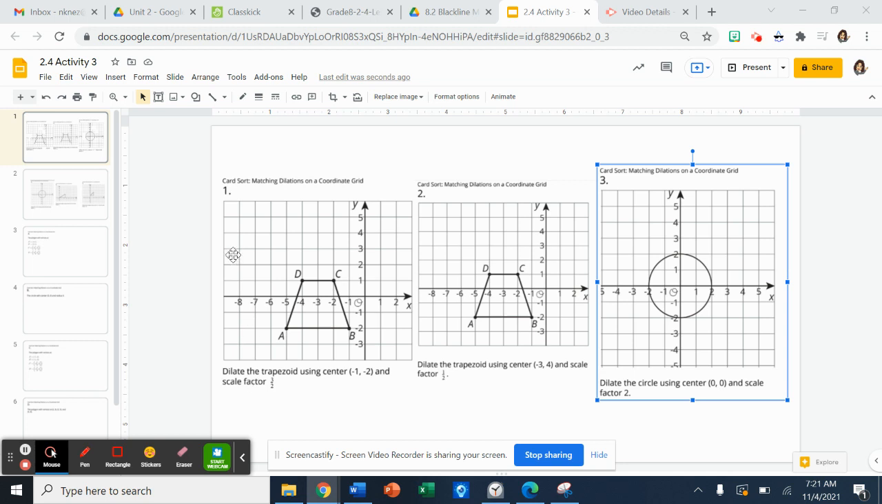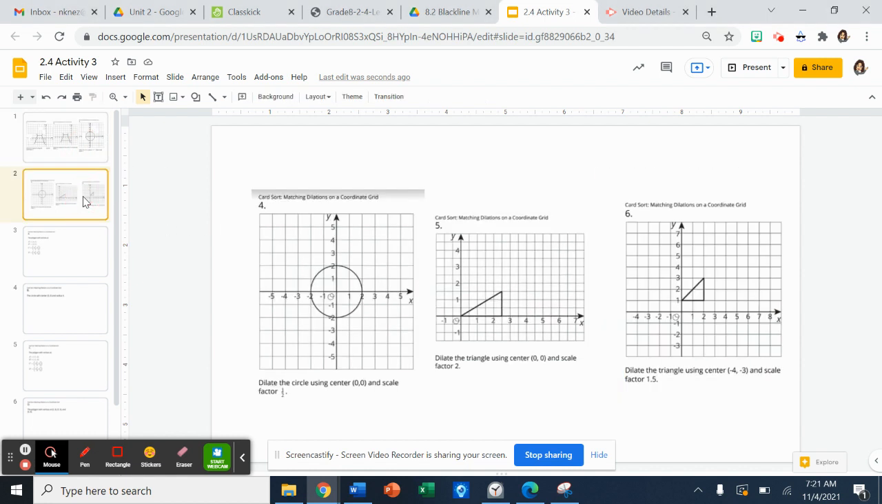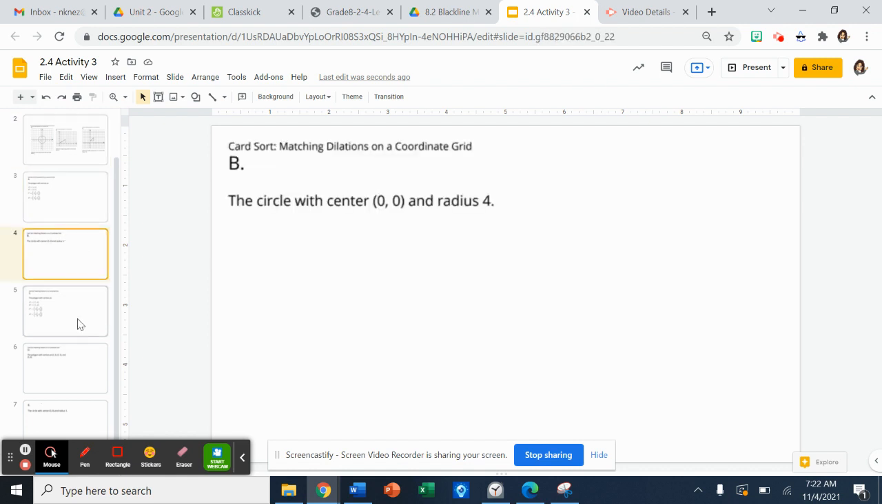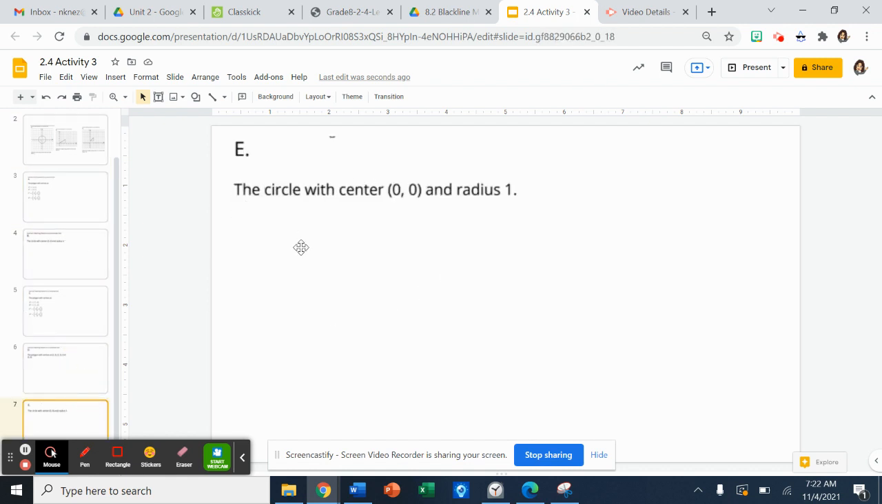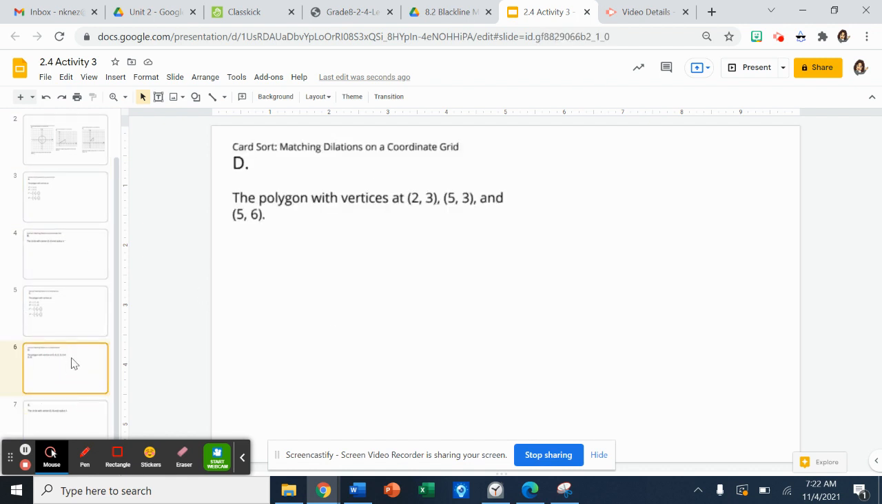The second activity we worked on in class today is a matching activity. It's a card sort, but I converted it to digital form. Here's how it works. On slides 1 and 2, you have graphs with a direction about the type of dilation. On slides 3, 4, 5, 6, and 7, you have a description of the result of that dilation.